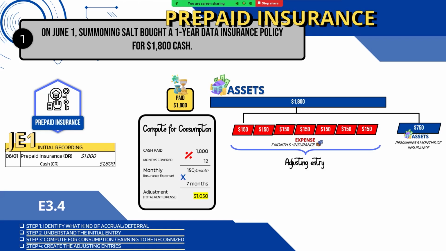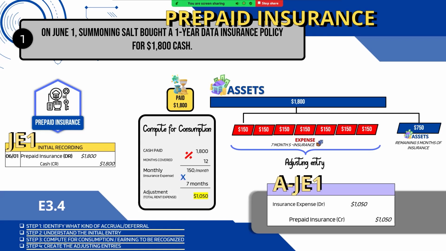So our adjusting entry would be, we need to recognize a debit of insurance expense of 1,050 and a credit of prepaid insurance of 1,050. So that would be our adjusting journal entry number 1.